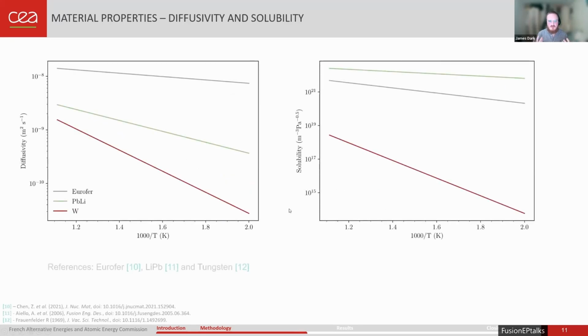In terms of material properties, the biggest thing we're concerned with in hydrogen transport in general is the diffusivity and solubility of hydrogen isotopes in a given material. These generally follow an Arrhenius law and are very much dependent on temperature, and are generally evaluated experimentally. And so we take these from various different sources. Together these two factors form the permeability of hydrogen in different materials. It's a function of the two.